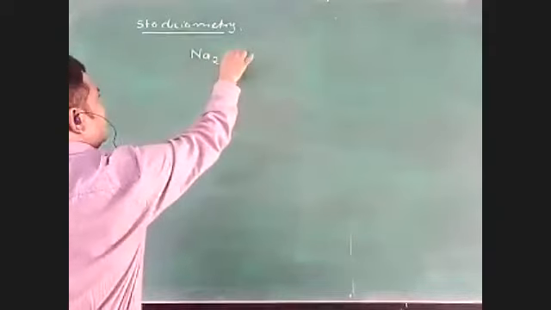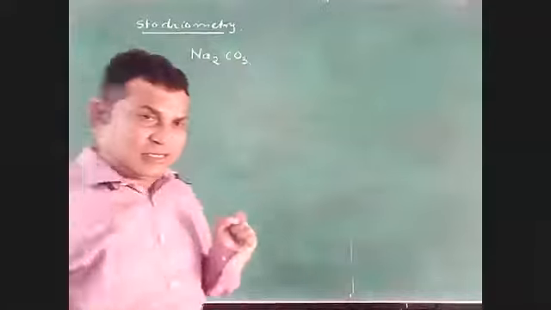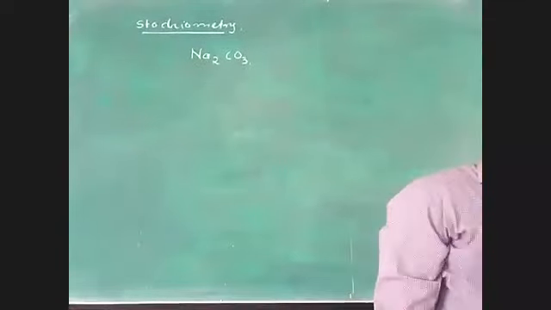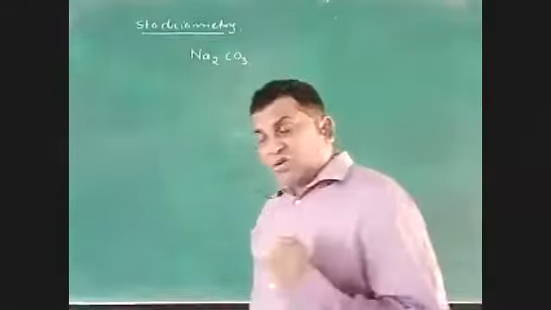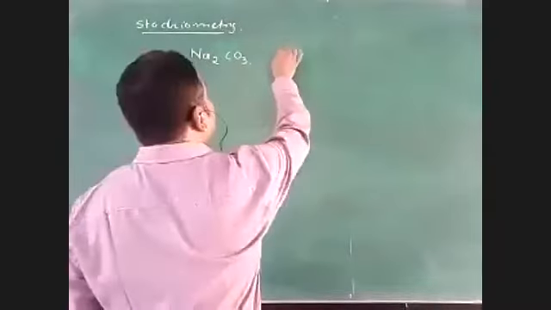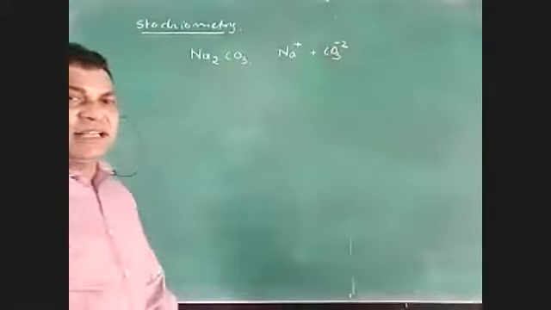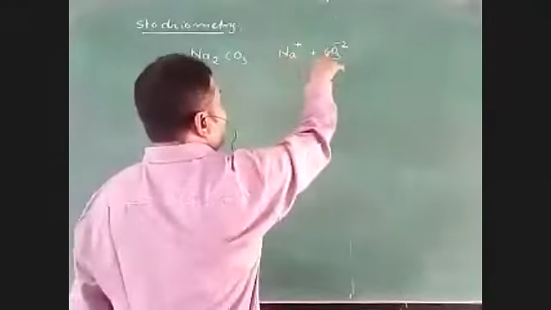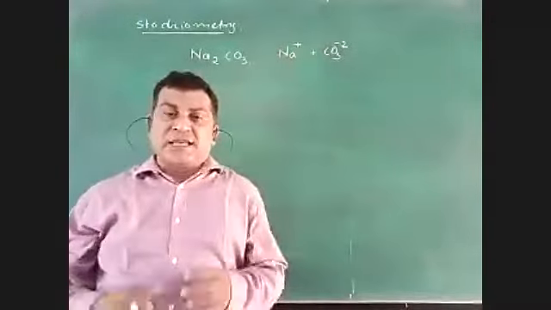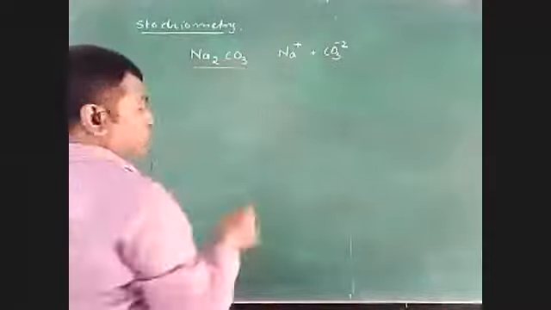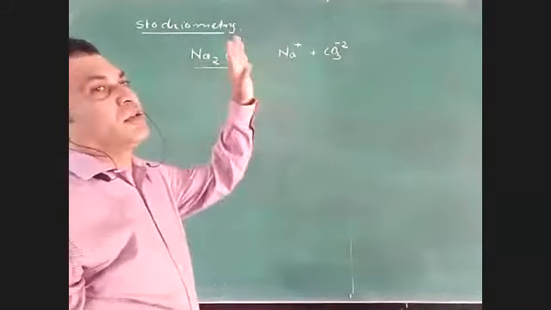For example, Na2CO3 we used to speak. That is sodium carbonate. Now there is a question: why does sodium carbonate have only this formula? Why not another formula? So our argument is that Na is plus 1, CO3 is minus 2, and that's why two Na come to one CO3, and thus Na2CO3 is obtained. And this is nothing but the stoichiometry for the compound.